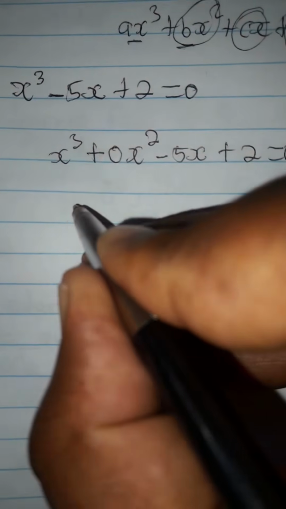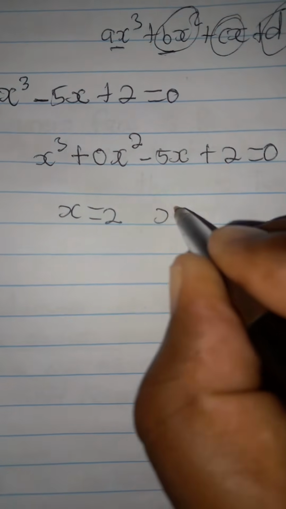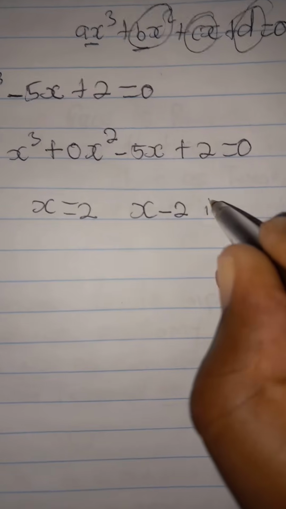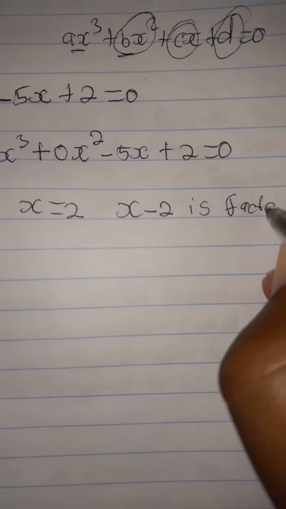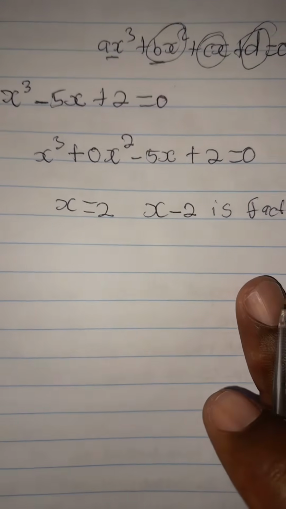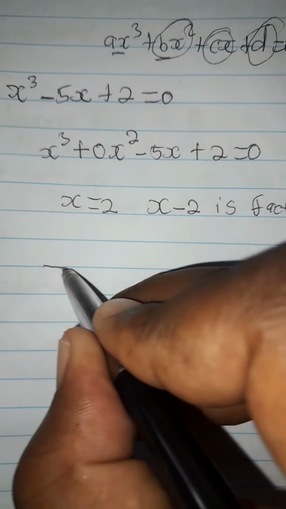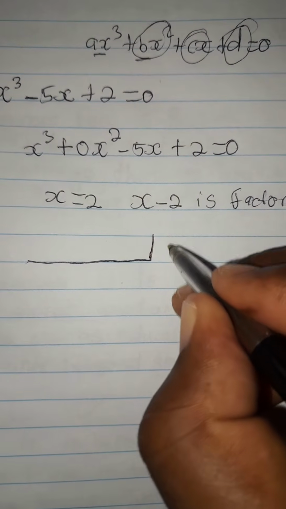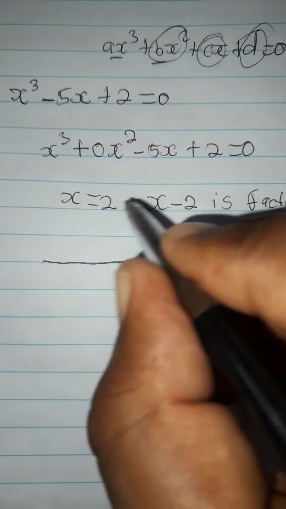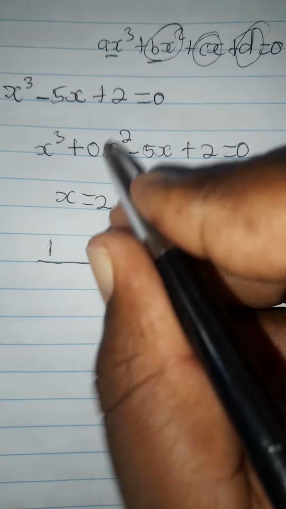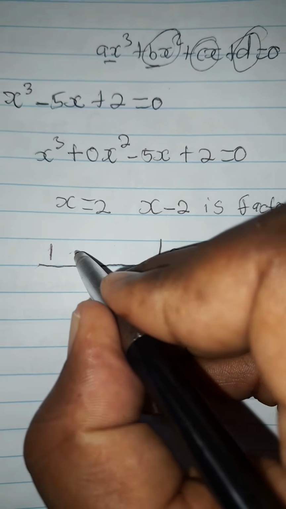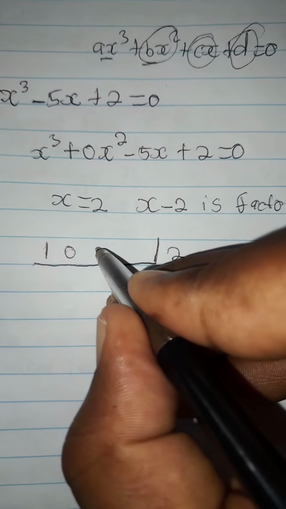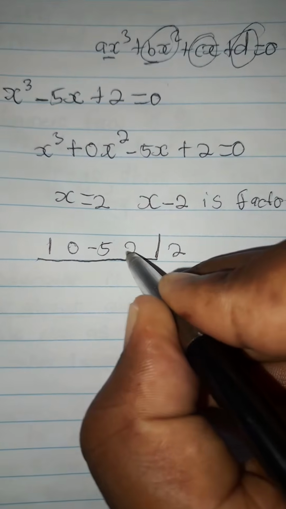So meaning that 2 is a factor. So in other words, we have x is equal to 2. Then when we take 2 to the other side, it will be x minus 2. So it's a factor of this equation. Okay. Without wasting time, let's use our synthetic division, our short division. So here we are going to place 2, which is our factor. Place your coefficient of x cubed, that will be 1. Coefficient of x squared, that will be 0. Then the coefficient of x, that will be -5, and the constant, which is 2.